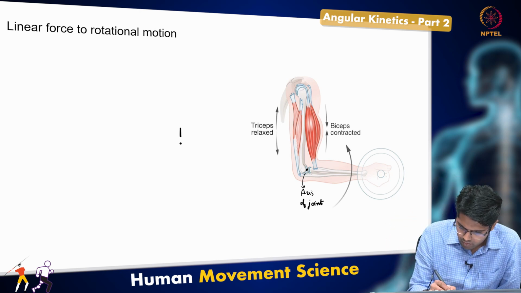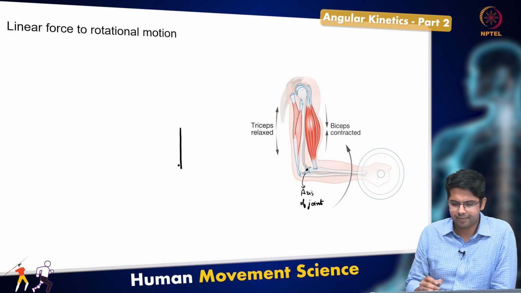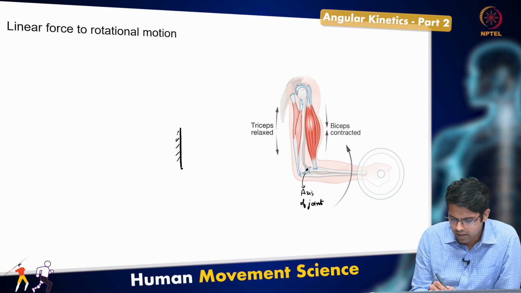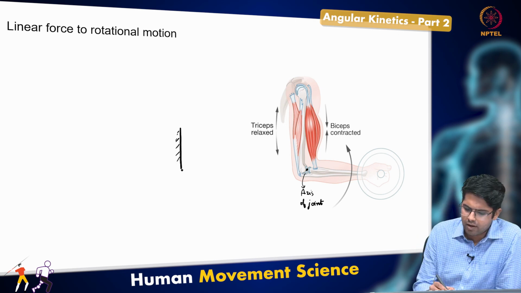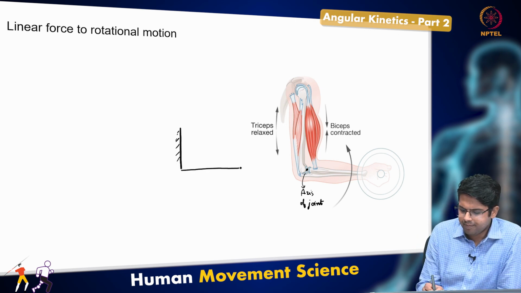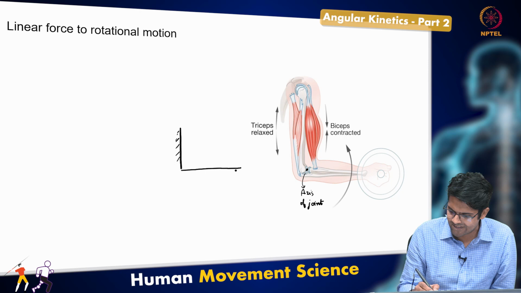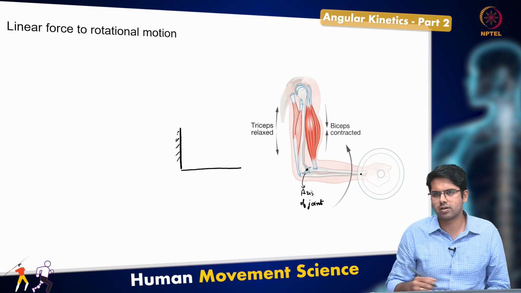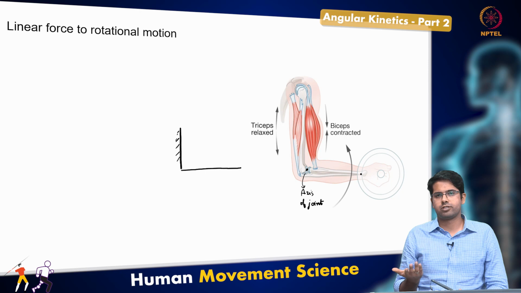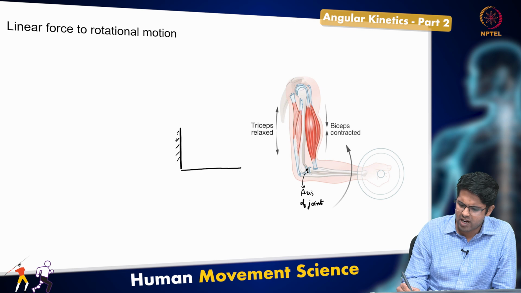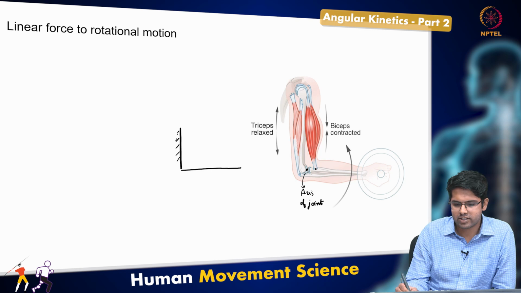So I have one body, which is, let's assume, fixed to the ground. I have a second body, and let's assume this is a warm-up round. The person is not using any dumbbell. I see there is a muscle attached, but it's not attached at the joint axis. It's attached a certain distance from it.